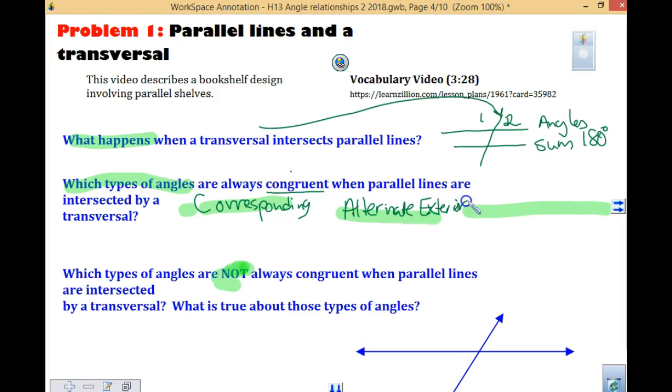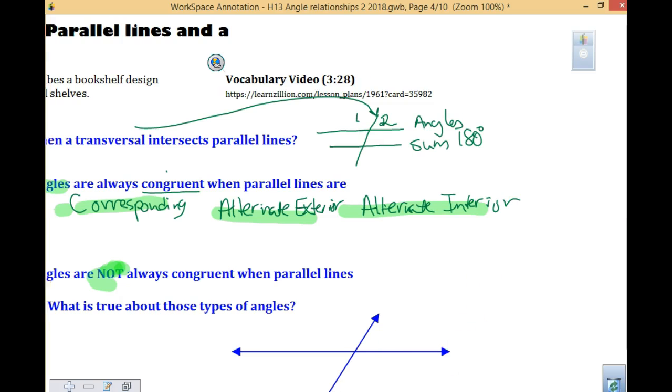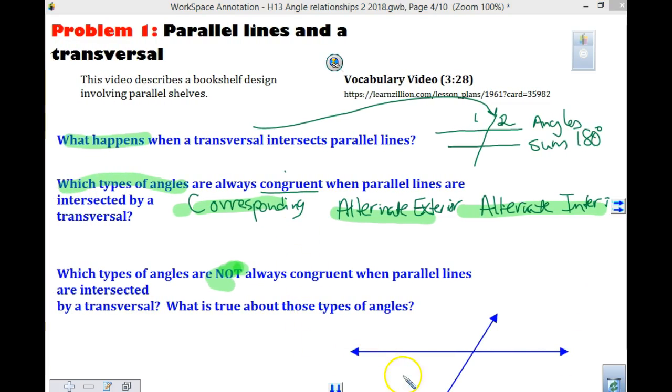This is the page that you're going to want to use when we do your homework for naming all of them. And then this one is going to be alternate interior. So please make sure you have those three types written down. Alternate interior, alternate exterior, and corresponding.